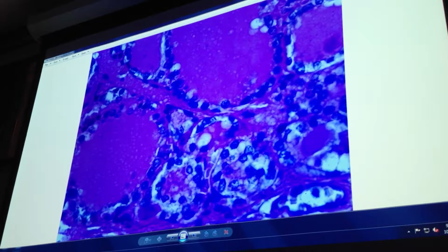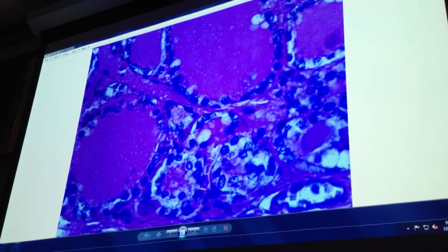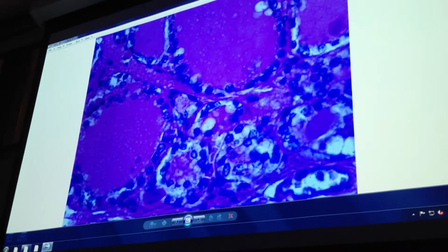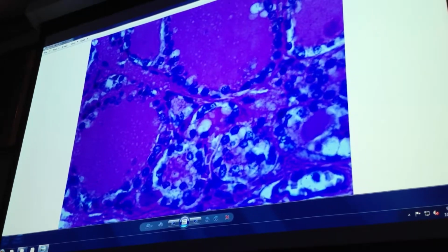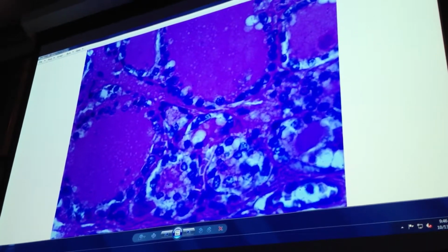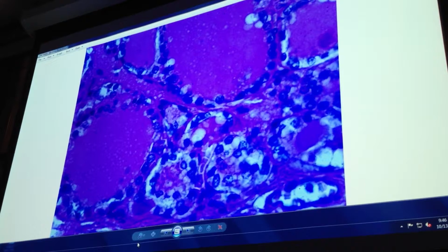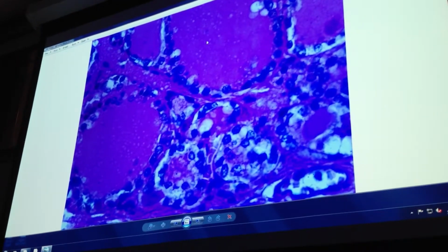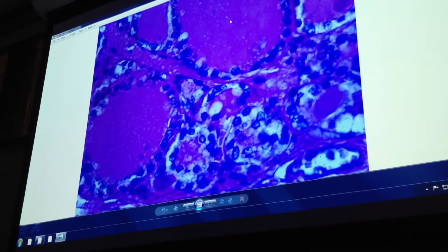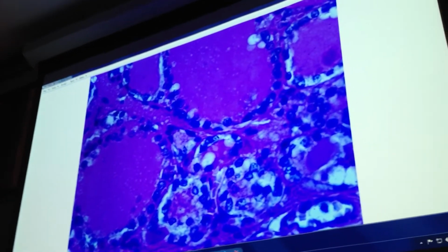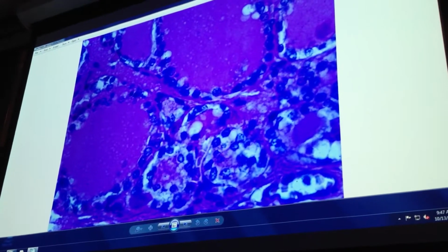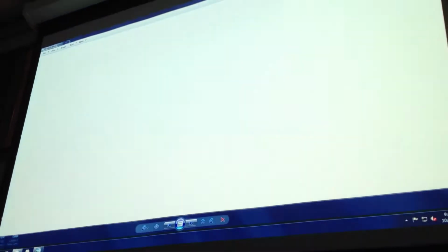What organ? It's a gland. What organ? Thyroid gland. Okay. How do you know it's the thyroid gland? All the hormones in the free space. What organ system? Endocrine.